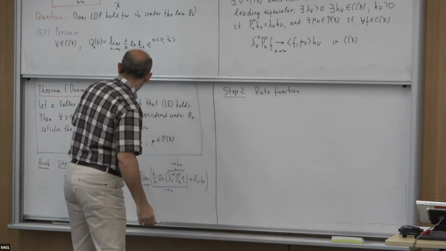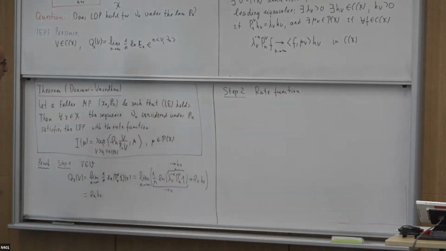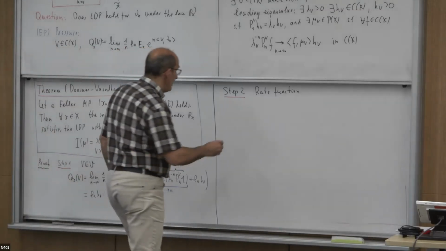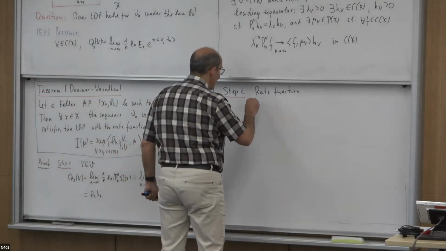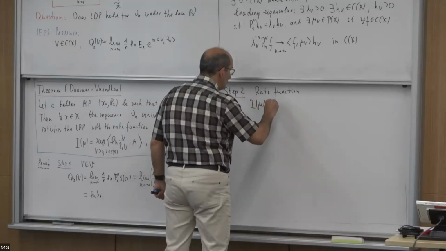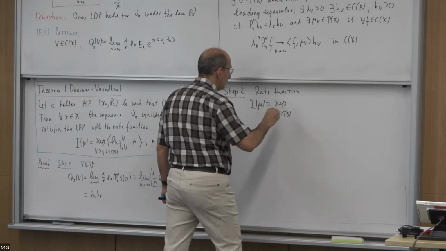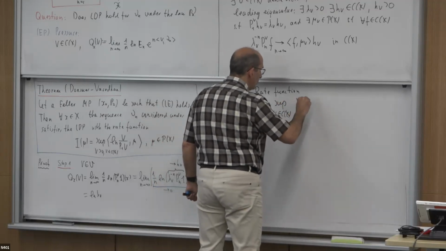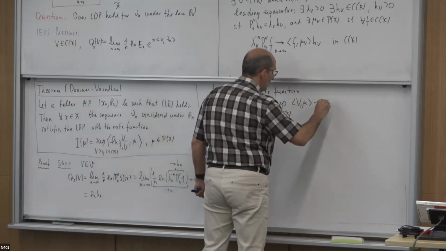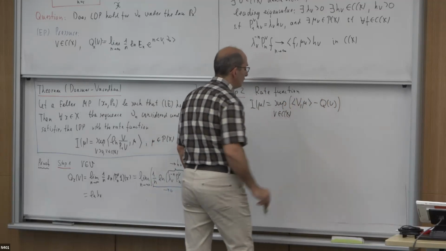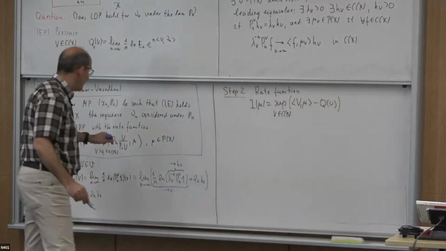Basically, what I want to do is just to show that this formula is true. Gärtner-Ellis theorem says that under some hypothesis, which I still need to check the second part, you have an LDP with the following rate function. I of nu is equal to the supremum over v in C(X) of the integral of v with respect to mu minus q(v). So this is quite different from what we have here.